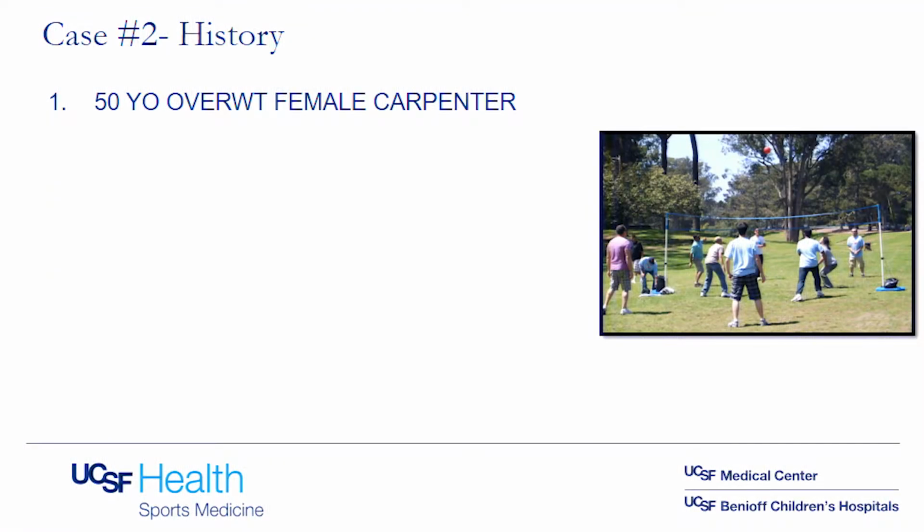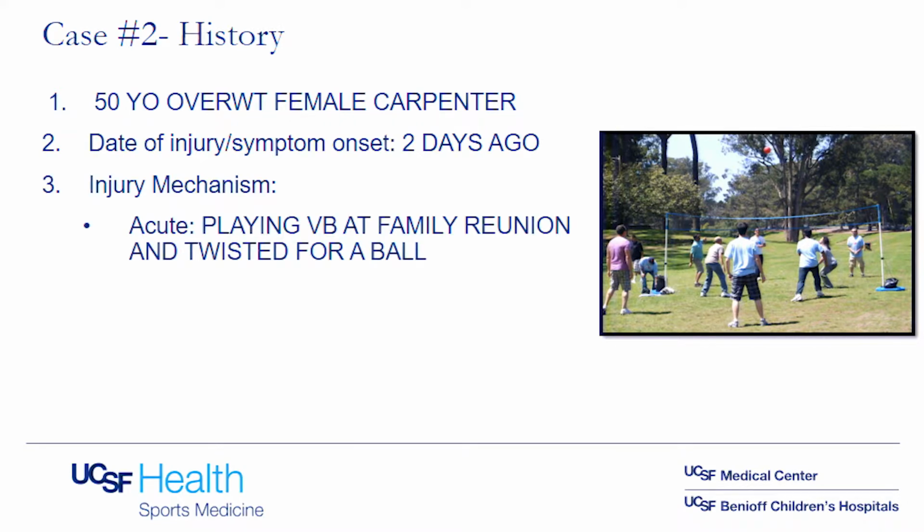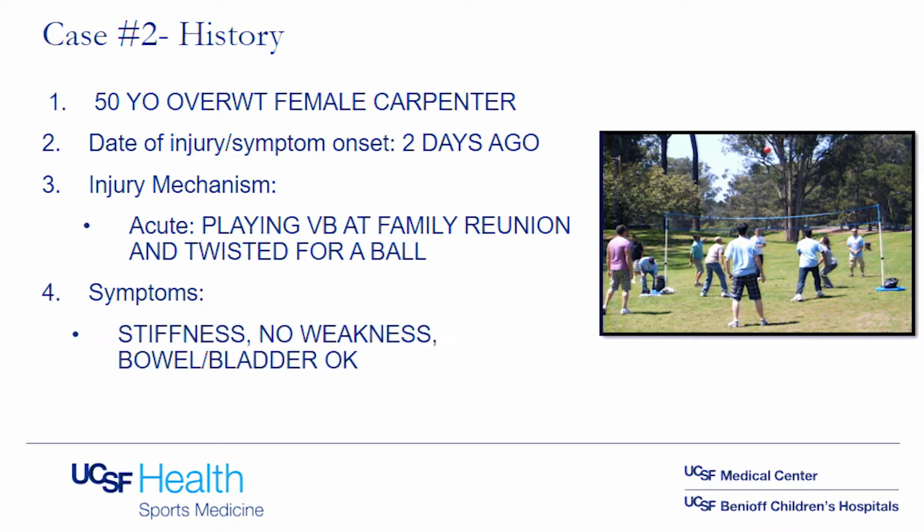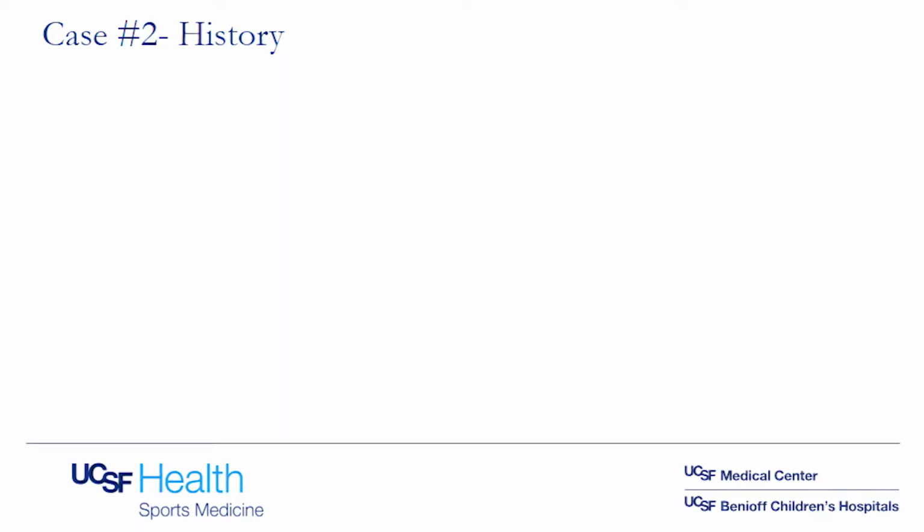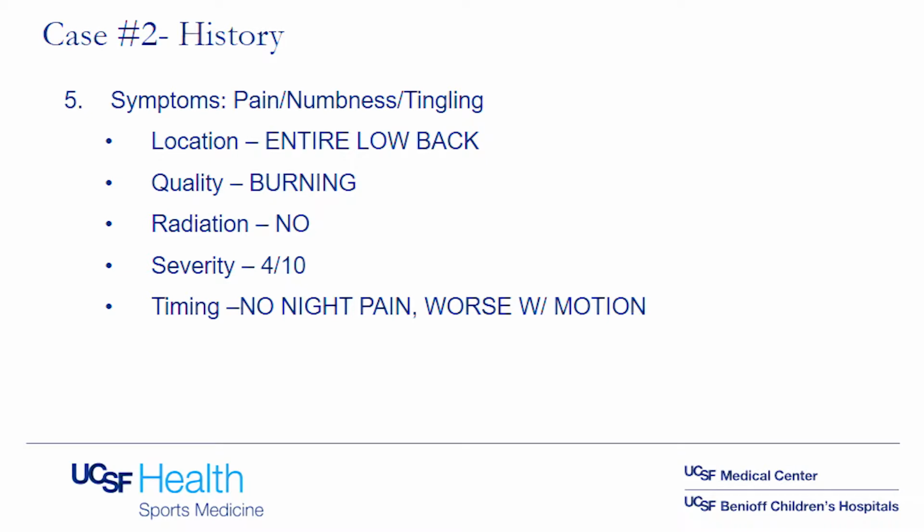Okay, case number 2. We've got a 50-year-old overweight female carpenter. Date of injury, 2 days ago, she was playing volleyball at a family reunion, and as she was reaching for a ball, she had pain. Stiffness, no weakness, no problems with bowel or bladder. Okay, you guys get this pattern of how we're asking.